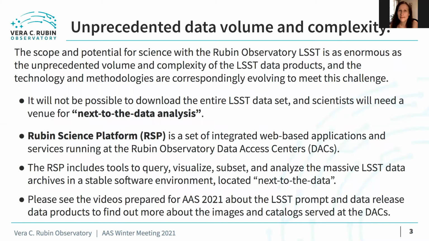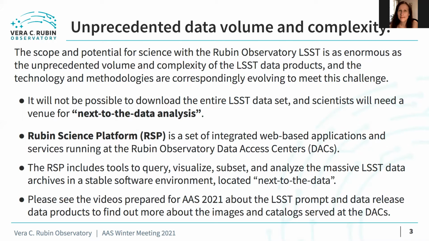The scope and potential for science with the Rubin Observatory's LSST is as enormous as the unprecedented volume and complexity of the LSST data products, and the technology and methodologies are correspondingly evolving to meet this challenge. It will not be possible for individuals to download the entire LSST dataset to their local computer. Instead of bringing the data to themselves, scientists will need to be able to bring their analysis to the data. The venue for this is the Rubin Science Platform, or RSP.